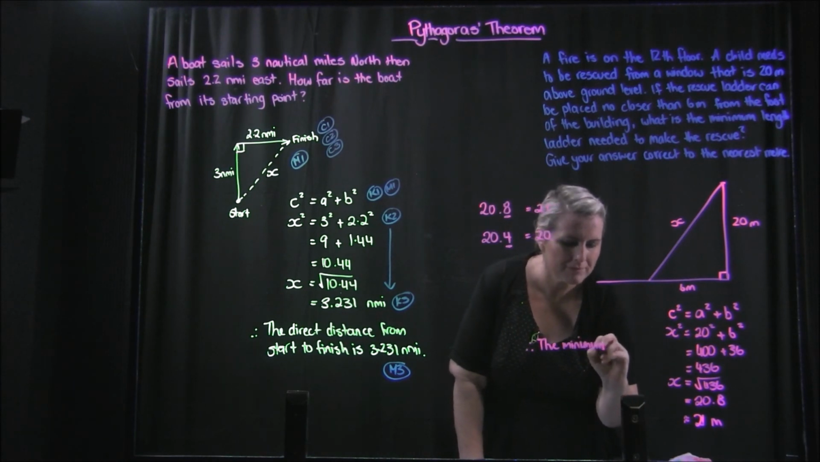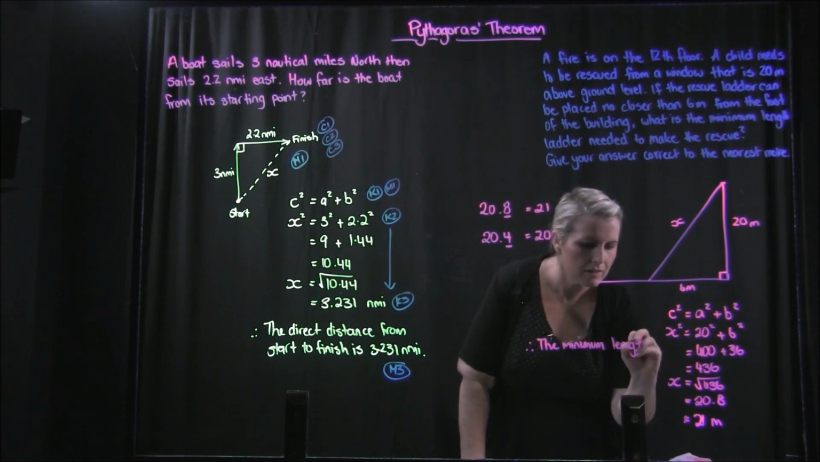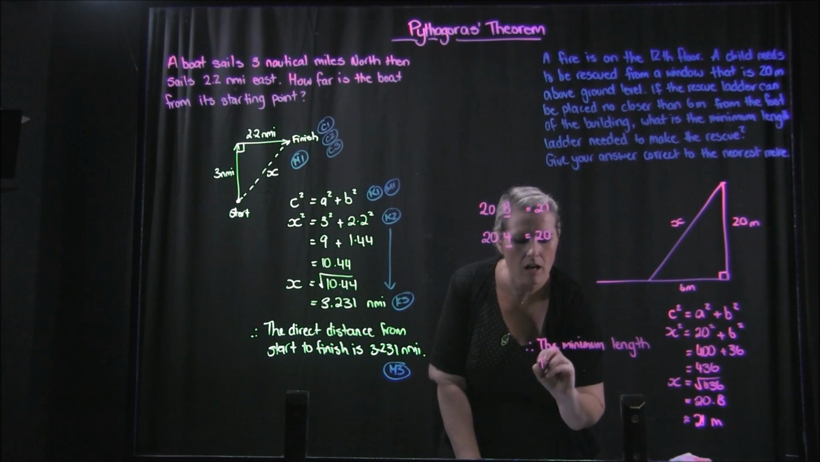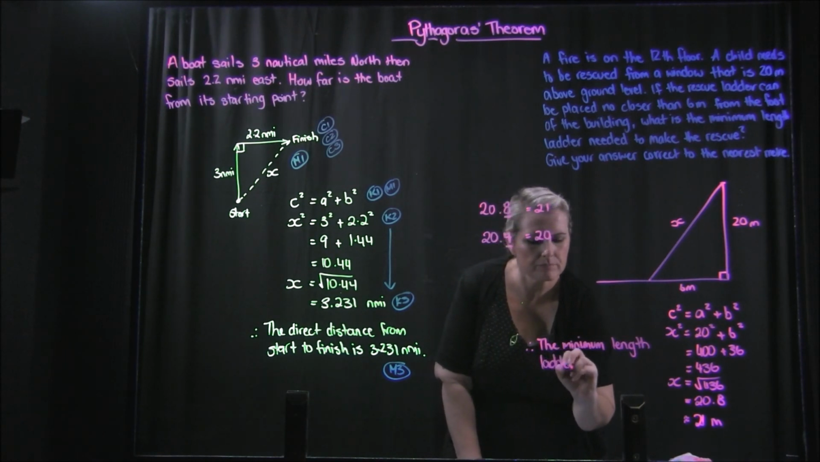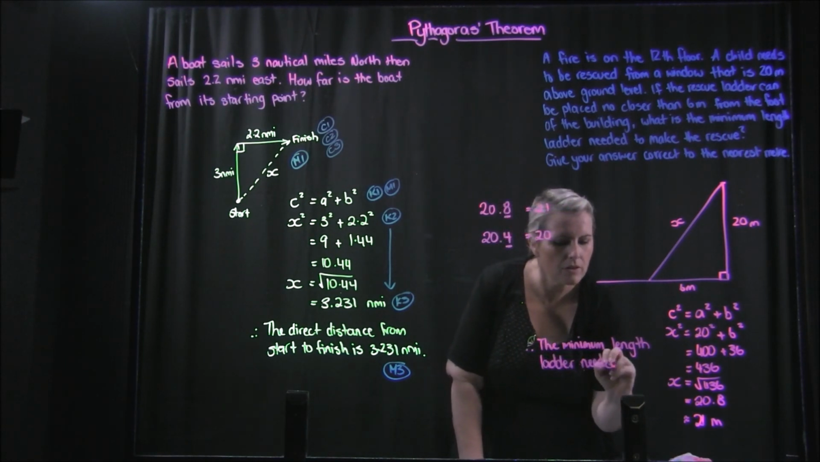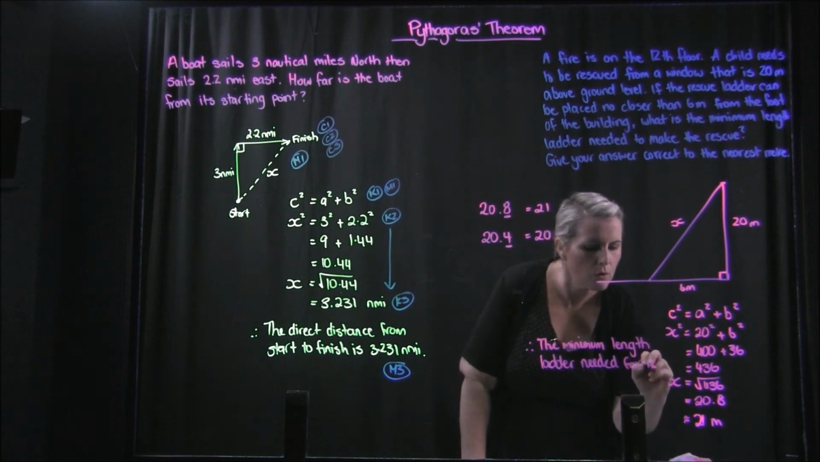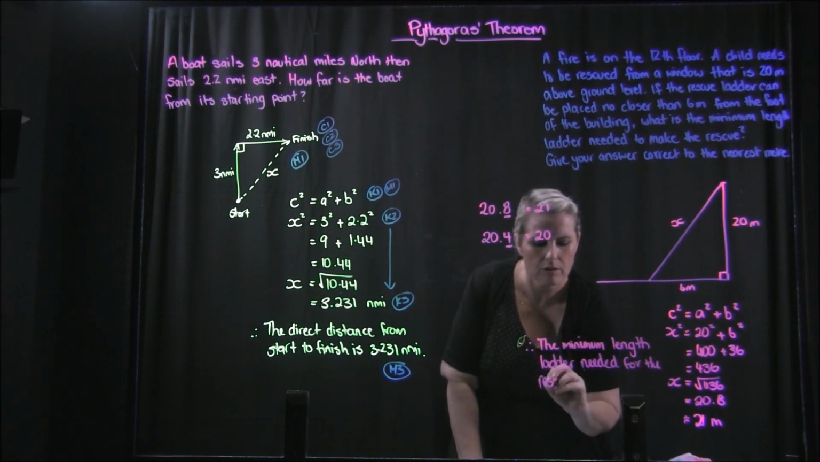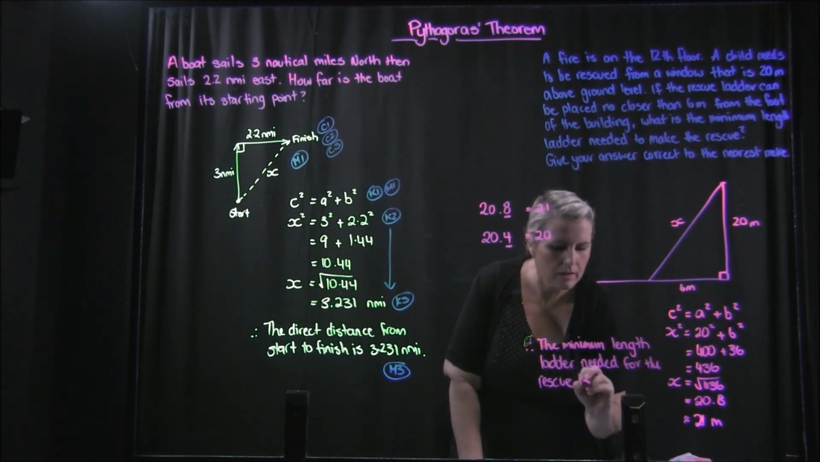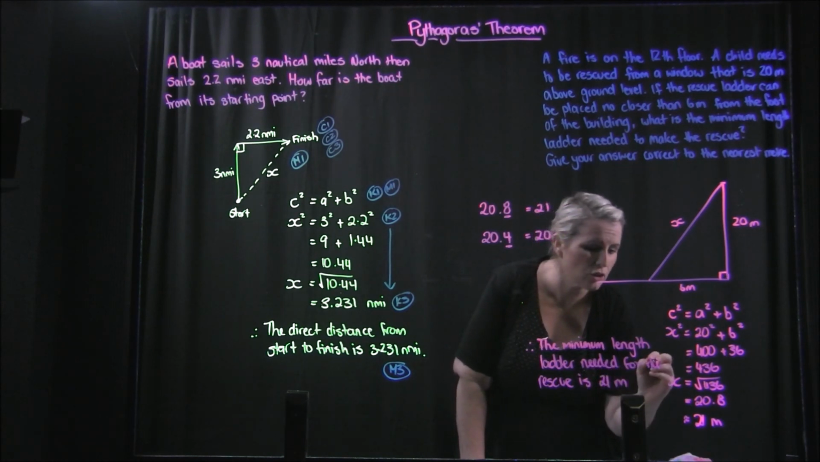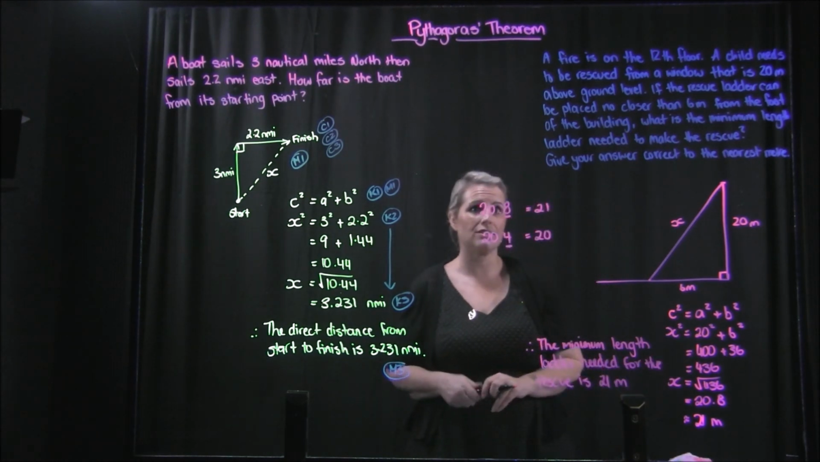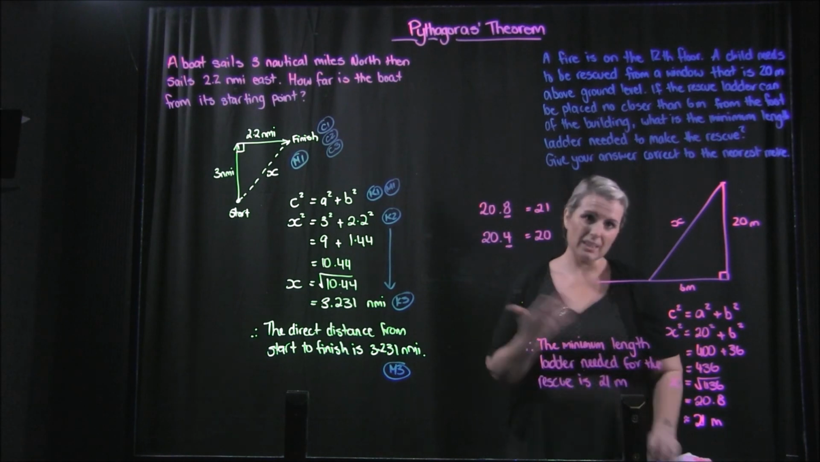minimum length ladder needed for the rescue is 21 metres. And I actually could put needed for the safe rescue, because really that's part of what this problem is about.